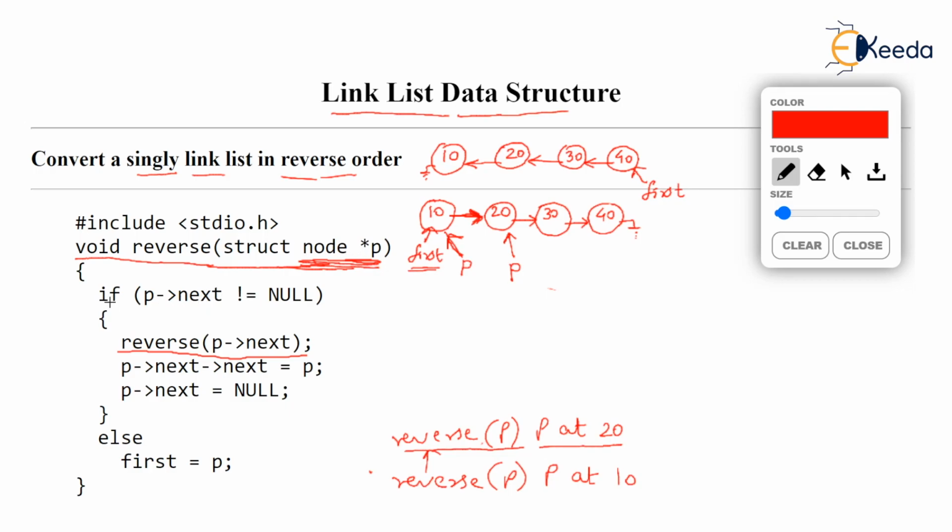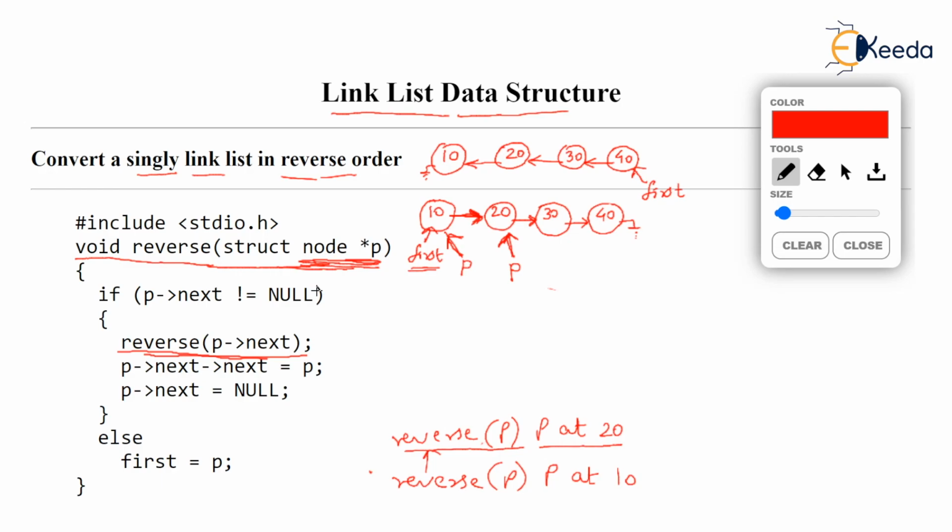We will check if P arrow next not null, which is very much true because P arrow next means 20 is next, 20 is next is 30, it is not null. So in the if statement, reverse is called again, a recursive call, and we are passing the address of P arrow next. Now what is P arrow next? Check the cursor place. P arrow next means 20 is next, and 20 is next is storing address of 30, isn't it? Next pointer stores address of 30.